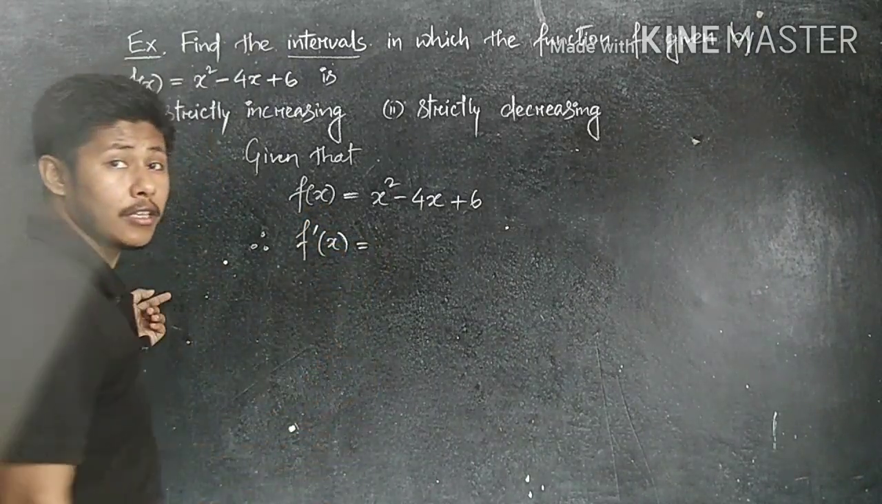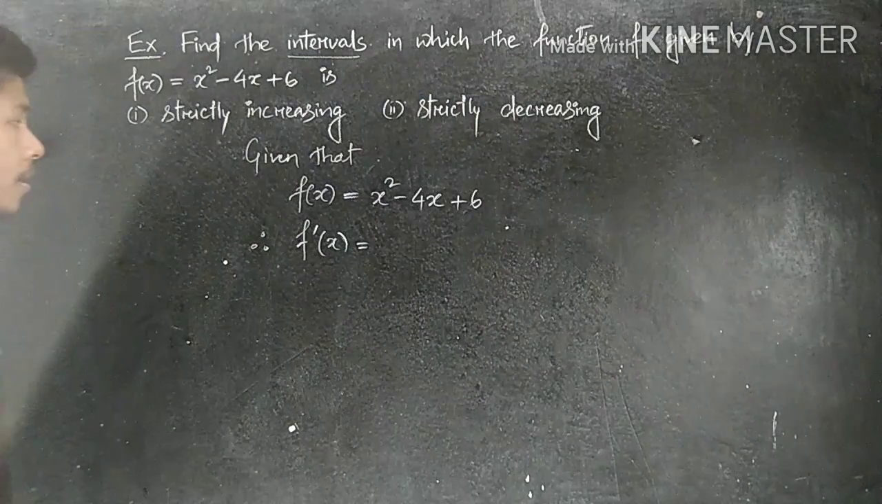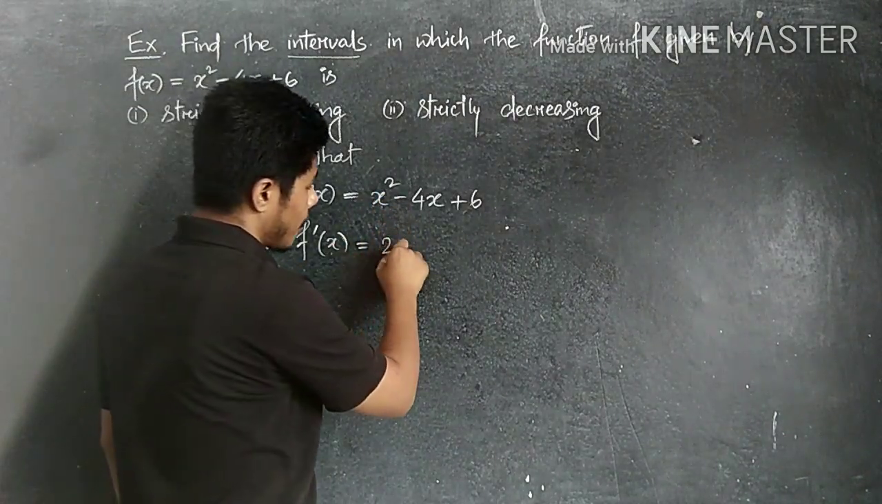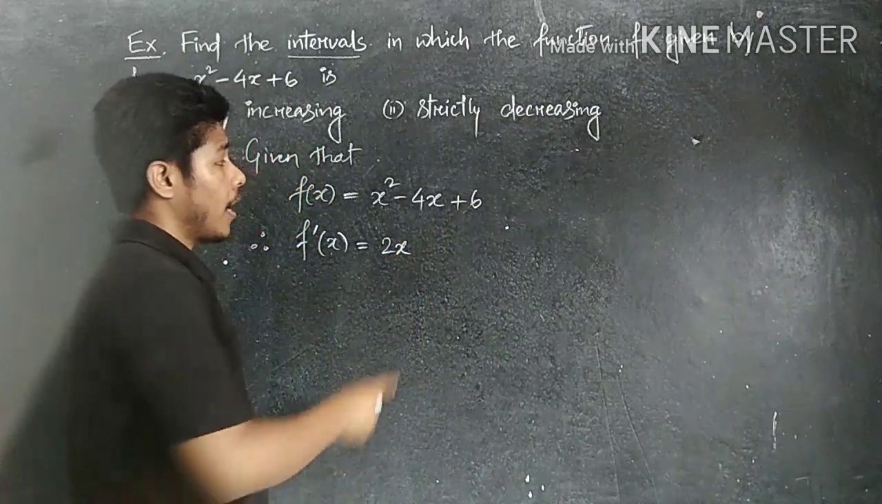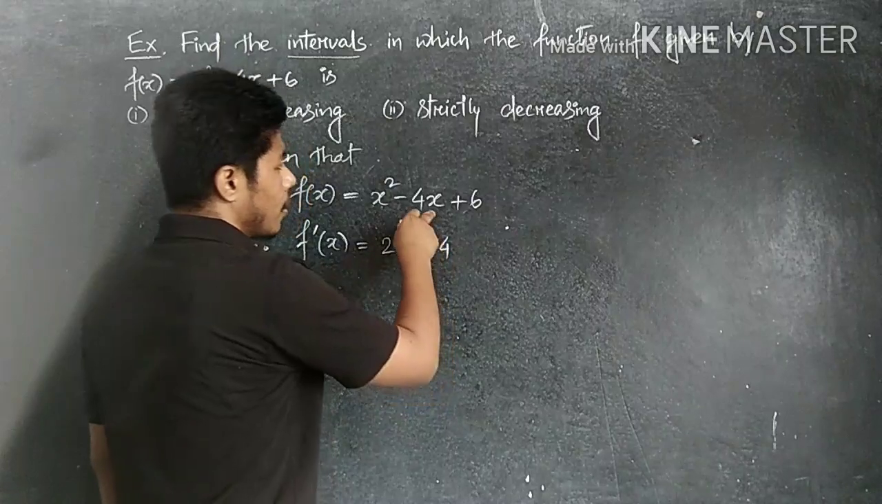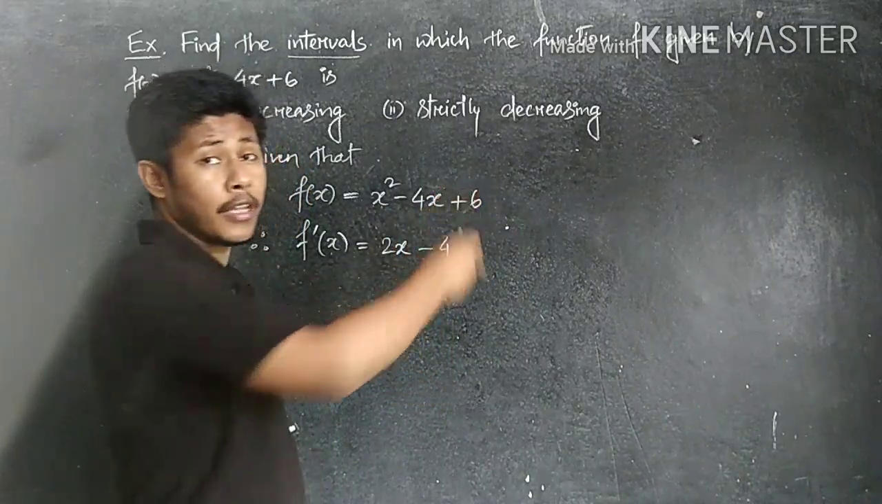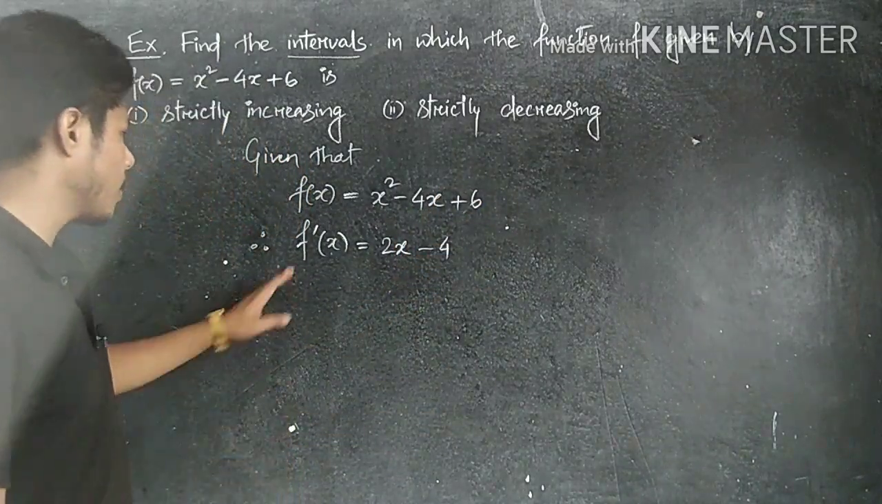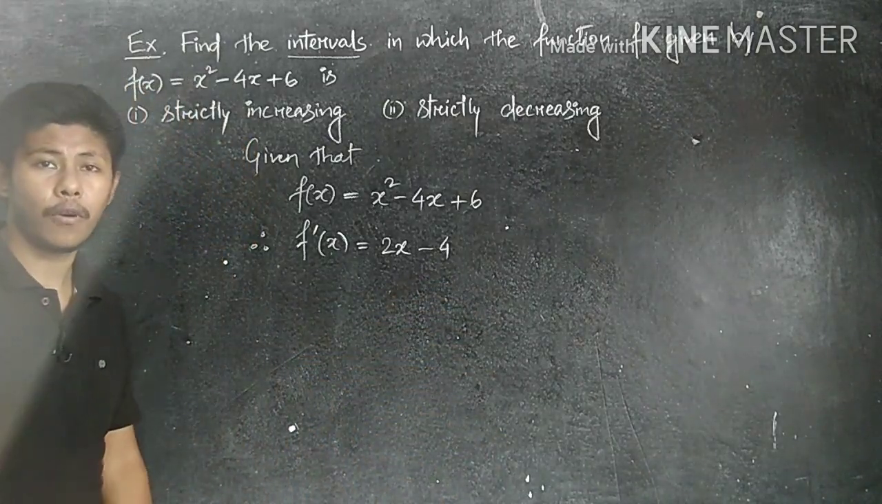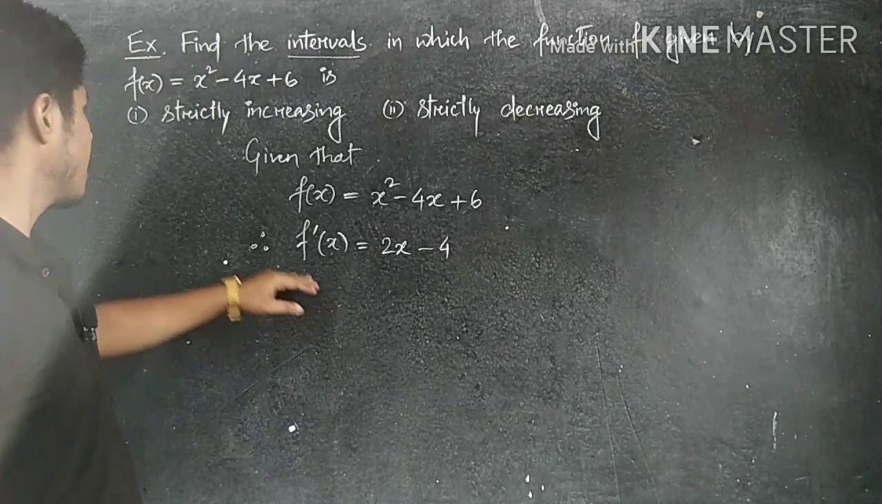So here we get the result f dash of x, is it not? If you differentiate, d/dx of x square is twice x, and d/dx of 4x gives minus 4, and d/dx of the constant term 6 is 0. So from here we get f dash of x equal to twice x minus 4. First of all, we have to differentiate this one.